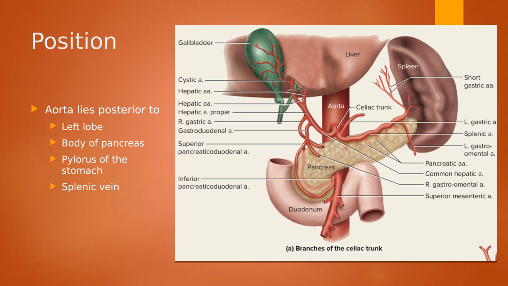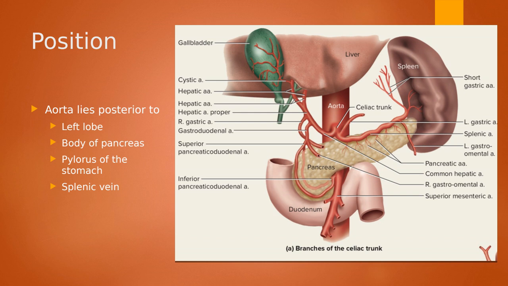It's going to be behind the pylorus of the stomach, so kind of that curvature of our stomach before it enters into the duodenum of our intestine. And it's going to be behind the splenic vein, which we know is going to come from our spleen and travel behind our pancreas and head up towards our liver. So it's going to be behind all of that.